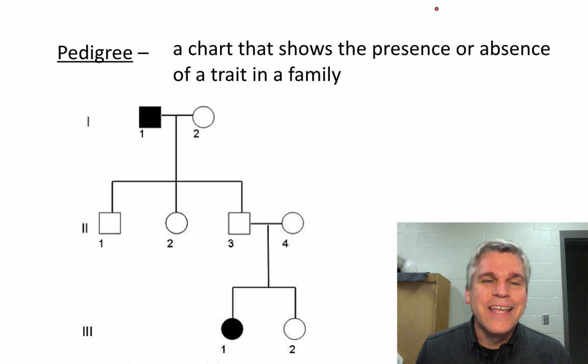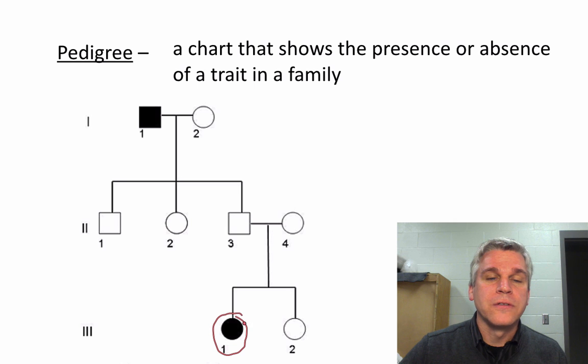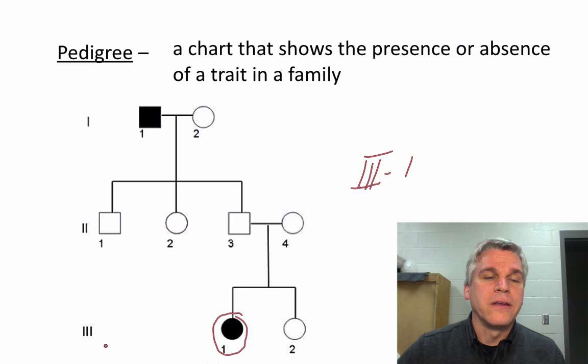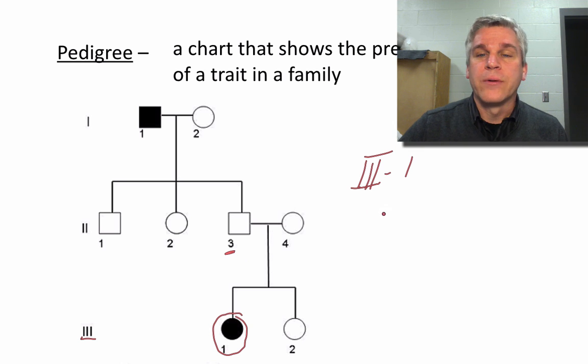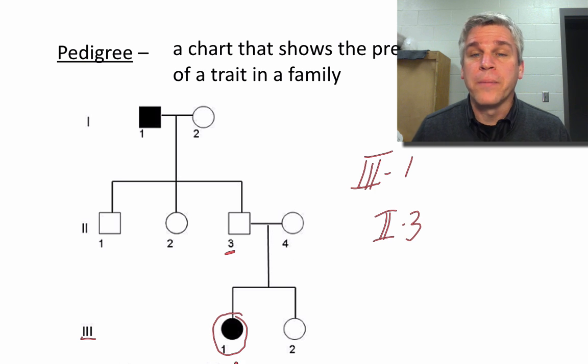We can also easily identify a person by their position and number on the pedigree. So for instance, if I was talking about this person who has the trait, I would say that they are person 3-1. So they're in the 3rd generation and they're number 1. If I want to talk about this person, their father, I would say, well, that is person 2-3, 2nd generation, number 3 on the pedigree chart.